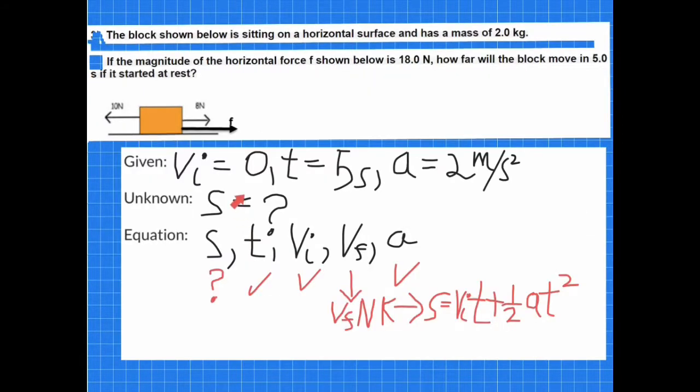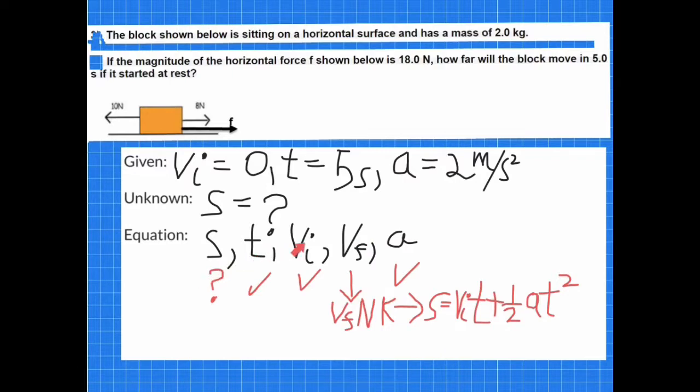Now, for the motion problem, we do have the 3 things that we need. The givens now are the initial velocity is 0, the time is 5 seconds, the acceleration is 2 meters per second. The problem we're faced with is how far will the block move in 5 seconds if it started at rest. This means we need to solve for the displacement s. In the 5 things that we have for uniformly accelerated motion, we have 3 things. We know the time, we know the initial velocity, we know the acceleration. We're looking for the displacement s.